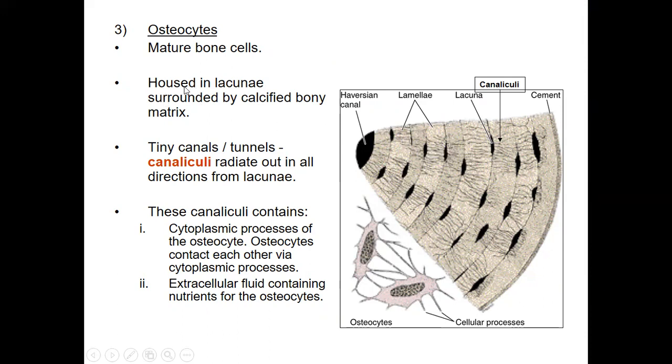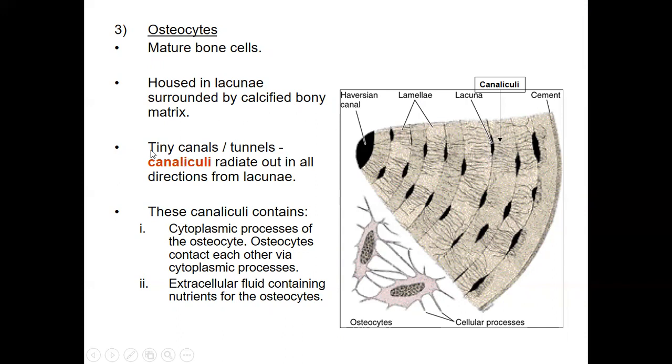It is located within the lacuna and surrounded by the calcified bony matrix. So around this lacuna, we have a calcified bony matrix. Within this lacuna, we have the osteocyte. That means the osteocyte is surrounded by the calcified bony matrix.